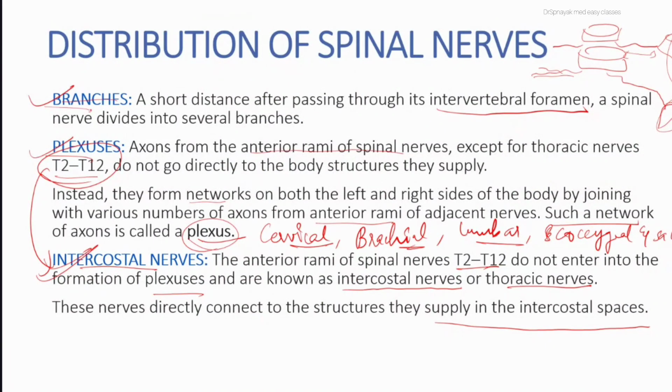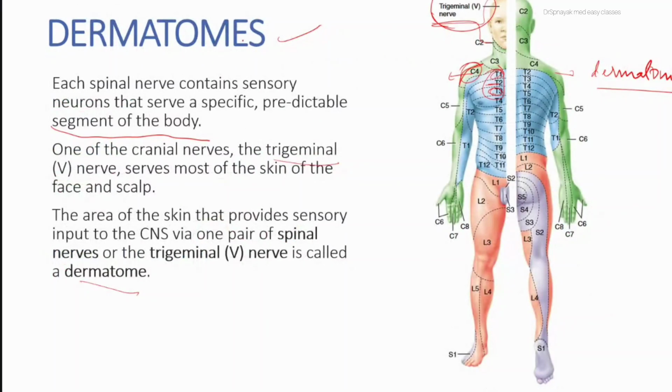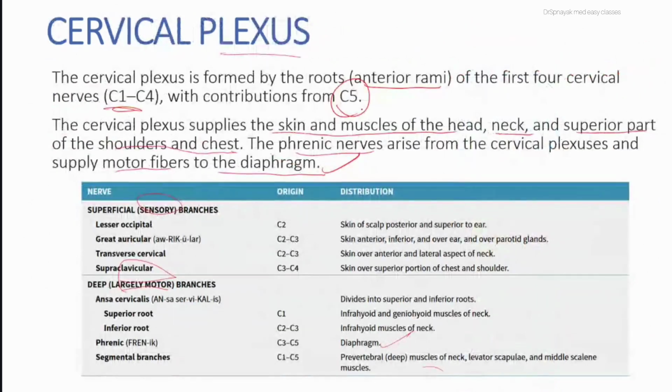We learned about the distribution of spinal nerves. It is done by branches, plexuses, and intercostal nerves. Branches are the divisions of a single spinal nerve. Plexuses are a network of nerves, and intercostal nerves are the thoracic nerves T2 to T12 that directly supply the different organs or intercostal spaces. We learned about dermatomes. Dermatomes are the segments of skin that are directly supplied by either the trigeminal nerve or the spinal nerve, and each segment is termed a dermatome, and it is important to identify an injury to the spinal cord.